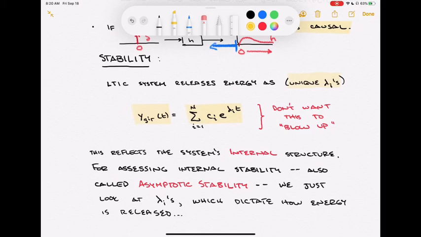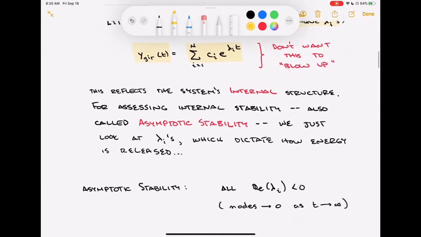So for internal stability, we just don't want those modes to blow up. When we put energy in the system, right? Energy in the system is accessing all those internal parts of the system. We just don't want that energy to go flying off to infinity. Well, this is really easy to determine. We just need to make sure that those e to the lambda_i t, right, don't grow without bound. So the zero input response reflects the system's internal structure. For assessing internal stability, which we also call asymptotic stability, we just need to look at those lambda_i's and make sure that those corresponding characteristic modes, e to the lambda_i t, decay. Well, that's pretty easy to determine as well.